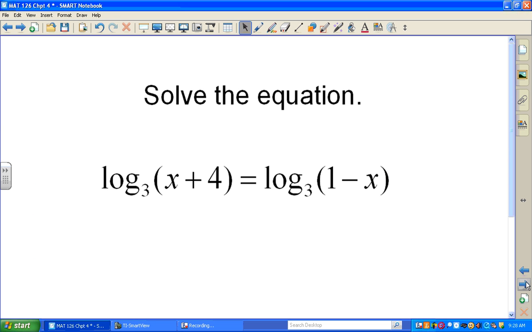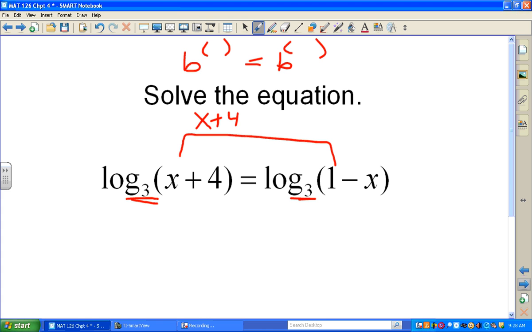Solve the equation. What do you think you can do if you have logs of the same base with expressions? Well, you can't cross them out, but you can set the expressions equal. You remember we had the same bases and exponents with variables in them? We set the exponents equal to each other because they had the same base. If you have logs with the same base, you can set the expressions equal to each other and solve. Now also remember, what is the domain of the expression of a logarithm?